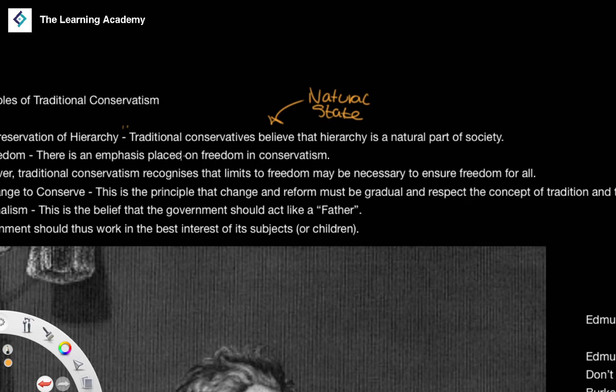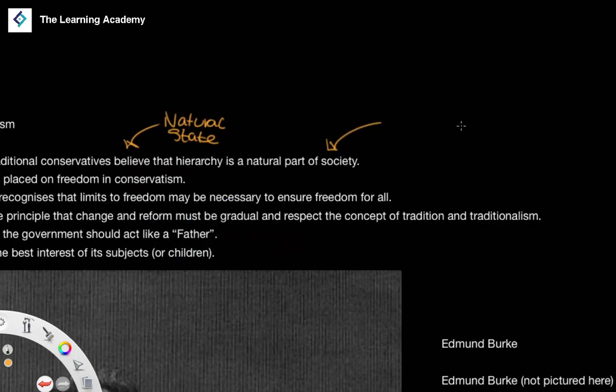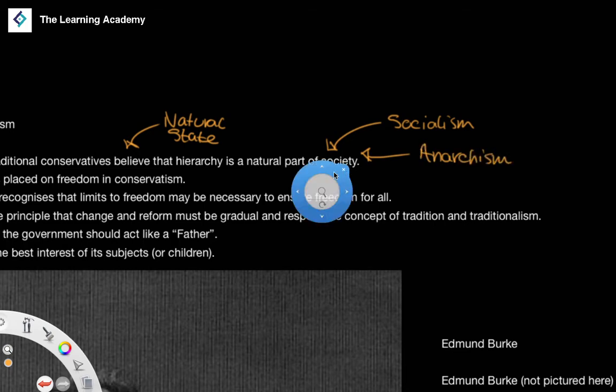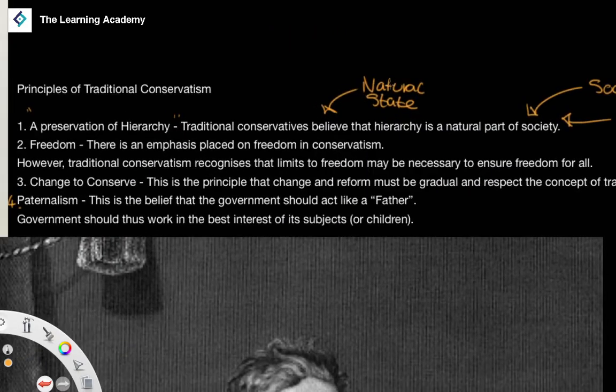Now, this obviously will contrast slightly to an extent with socialism when we look at that, but it will definitely contrast when we look at anarchism, because anarchism is almost a reaction to the concept of hierarchy. So this is the first belief within traditional conservatism, that there does exist this hierarchy in society, and that the most natural state of society is one which is hierarchical in nature.